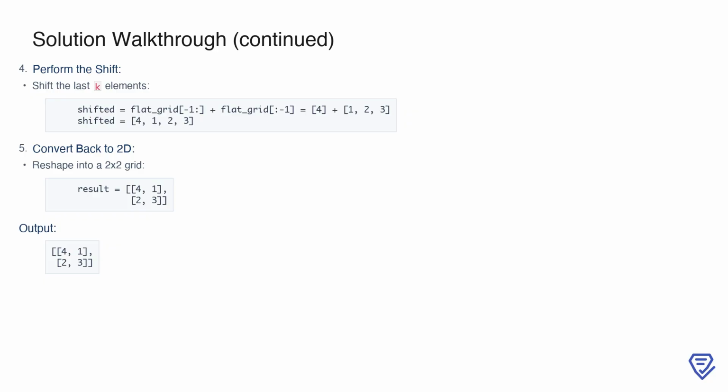Finally, we reshape the shifted 1D array back into the original 2x2 grid structure. Dividing the elements into rows, we obtain the result 4, 1, 2, 3. This completes the shifting process for this example, and the final output reflects the grid after one effective shift.